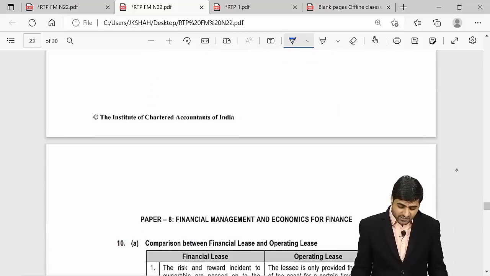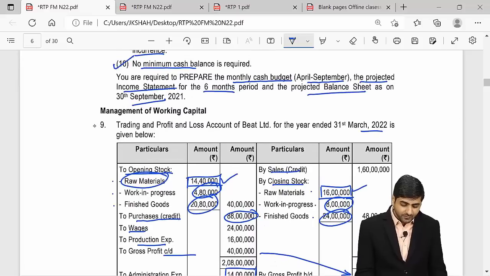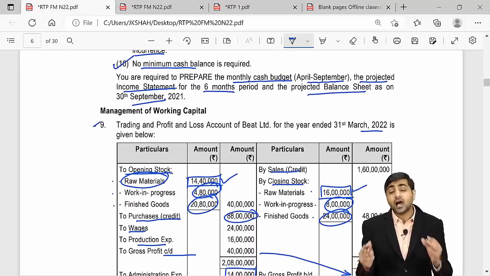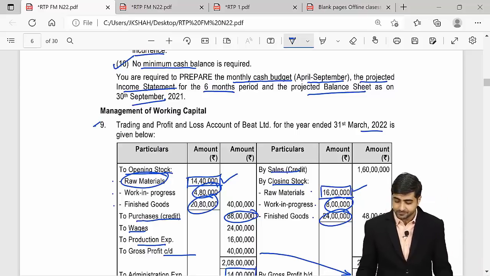Okay. So this is how, my dear students, you complete now your question number 9. So I hope you have understood how to estimate working capital on operating cycle period basis.